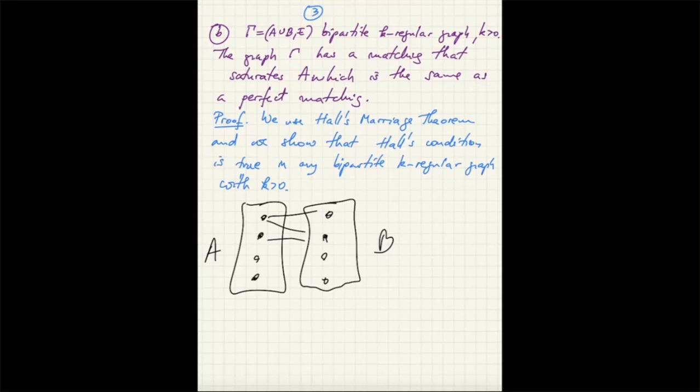Okay, and so on. And now we take a subset of vertices on the left. So let S be a subset of A. What we have to do is compare the cardinality of S with the cardinality of the neighborhood of S. So we look on the other side in B, and we see the cardinality of N of S.